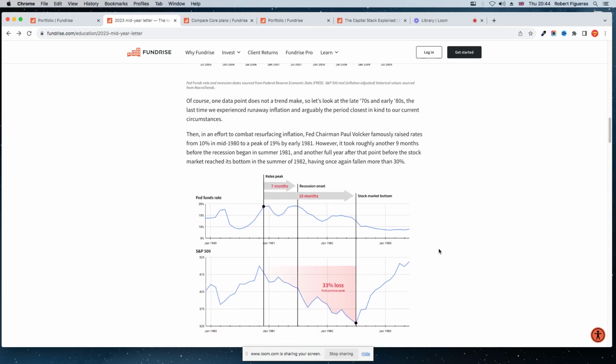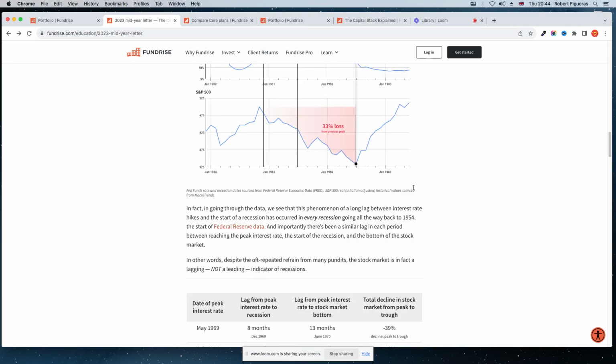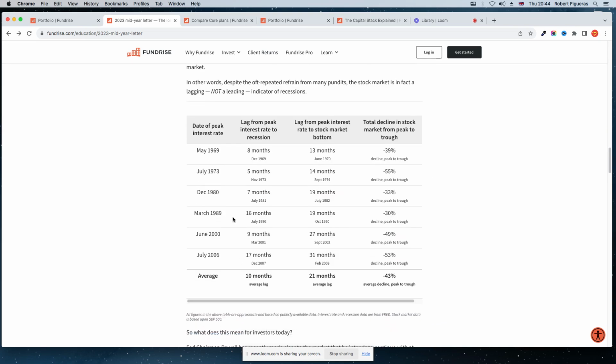So if we go farther down, they give some other examples, but I like this table. This table talks about the same since 1969. So here you can see, for example, that from the peak of the interest rate to the recession, it took 8 months, 5 months, 7 months, 16 months. So on average, over the past few recessions, it's 10 months. And then from that peak interest rate to the stock market bottom, it's an average of 21 months with an average of a 43% decrease in the stock market.